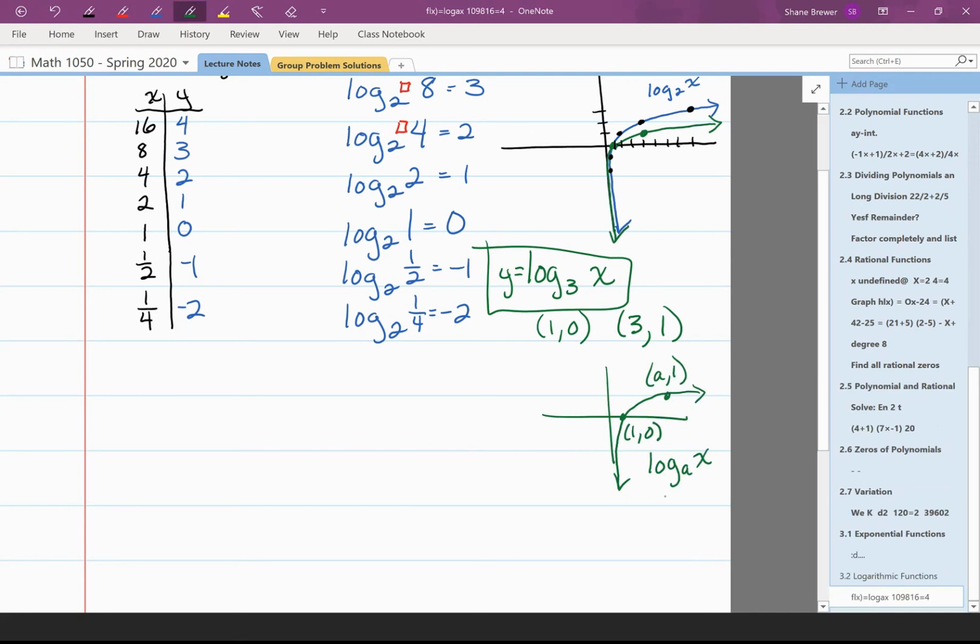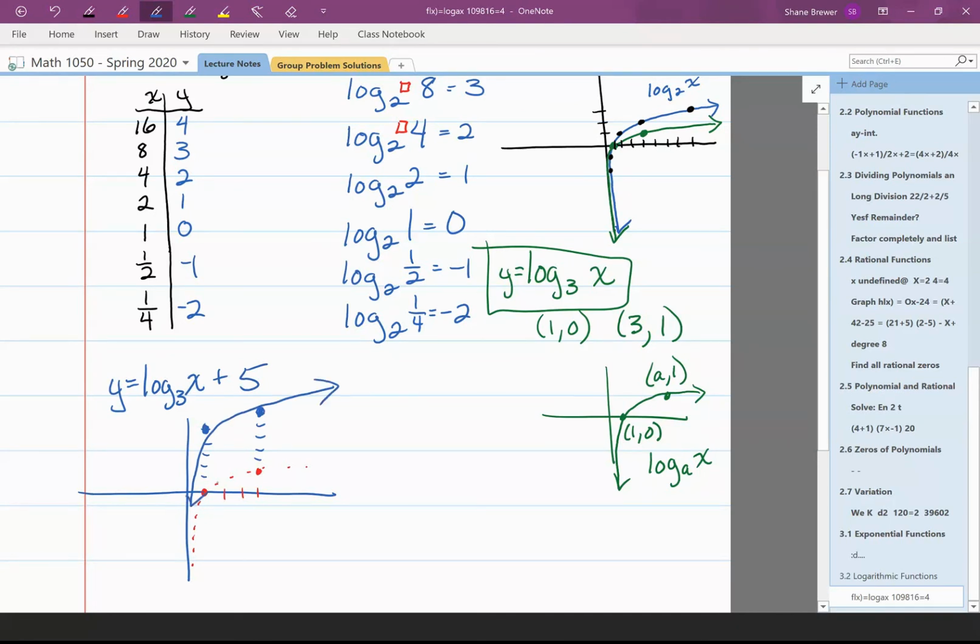And you can shift these graphs around. So if I wanted to graph y equals log base 3 of x plus 5, I would say, okay, normally log base 3 goes through the anchor points (1, 0) and (3, 1). And so there's just plain old vanilla log base 3. But when I stick a plus 5 on it, it moves everything up 5. So this point moves up 1, 2, 3, 4, 5. This point moves up 1, 2, 3, 4, 5. So all the shifts and translations work just like they did.